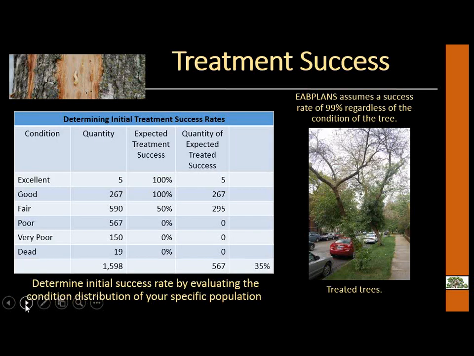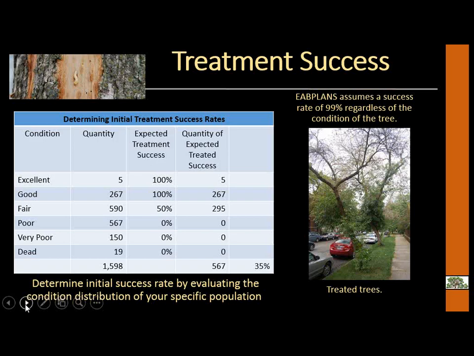The second is that EAB Plans assumes a success rate of 99% regardless of the condition of the tree. The options are you're going to treat everything or not treat. There's good reasons, it's showing the extreme costs involved with the trees that you're managing. But the reality is that you're looking in this table at just under 1,600 trees in the village of Oak Park, and the condition distribution. If you treated the trees in poor, very poor, dead condition, you would probably not get much, if any, of a success rate from them.